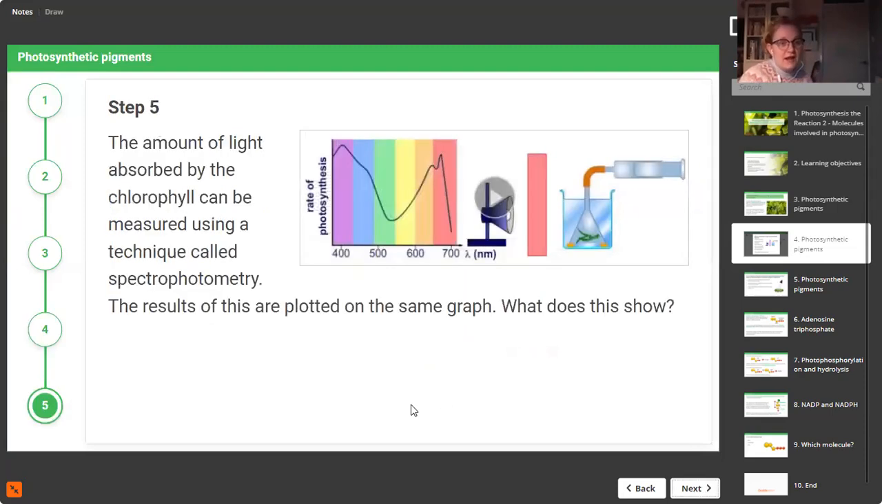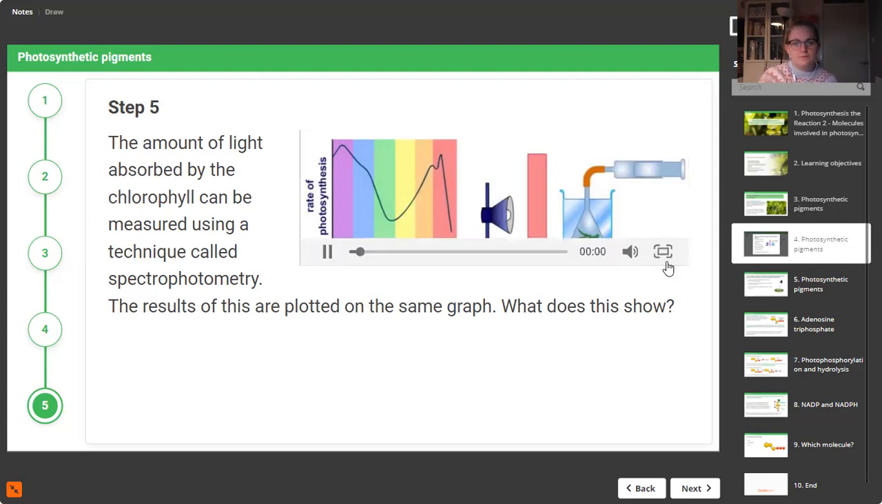So the amount of light absorbed by the chlorophyll can then be measured using a technique called spectrophotometry. There we go, spectrophotometry. It's an awful word to try and say. And there's a few ways we can do this. Basically, we can do this to measure the amount of chlorophyll coming through, and the results of this are plotted onto the same graph. So I'm going to get this up so we can see that.